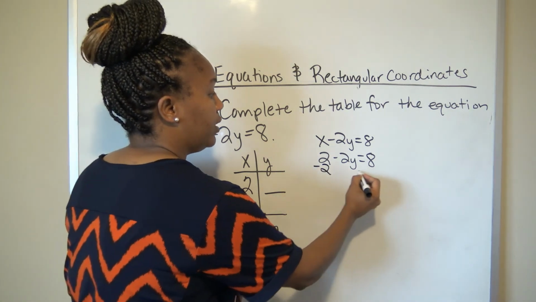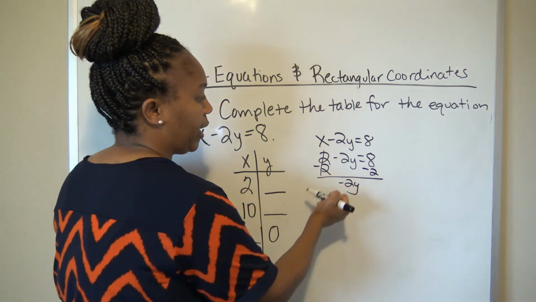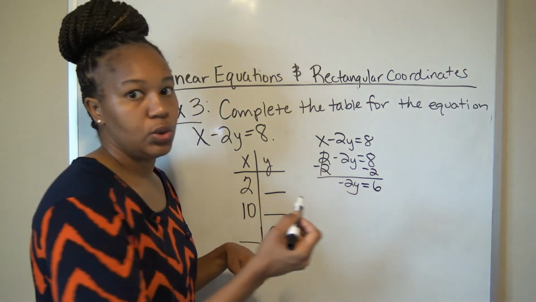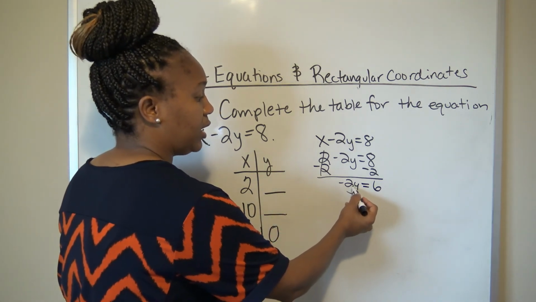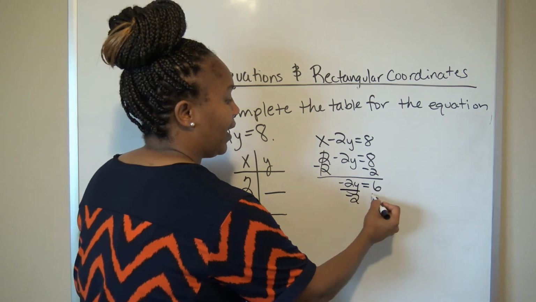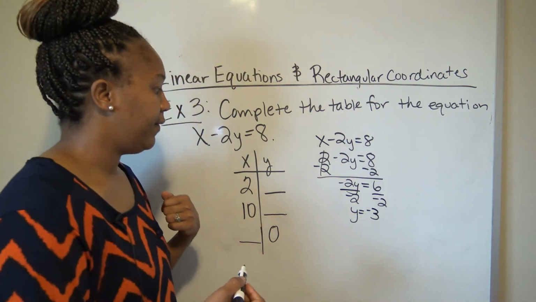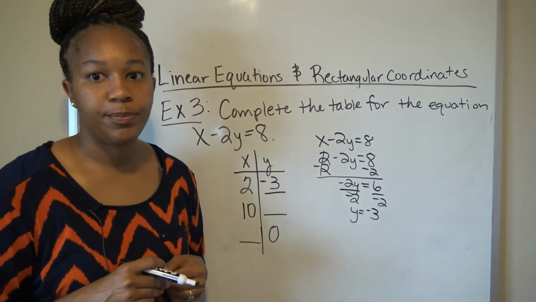So we would get rid of this 2 by subtracting 2 from both sides. When we subtract 2, those would cancel. It would leave us with negative 2y, and 8 minus 2 is 6. Then we would get rid of negative 2, since this is negative 2 times y, by dividing both sides by negative 2. And that would give us y is equal to negative 3. So this missing value here would be negative 3.